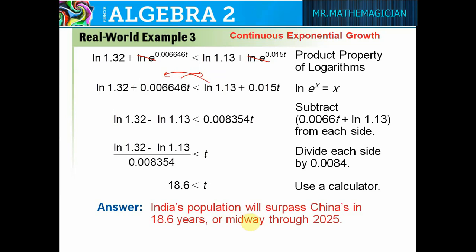Now t is greater than 18.6, means India's population will surpass China in about 18.6 years, or midway through 2025, because we started our study at 2007. If you add about 18.6 years, this will give you 2025.6, means midway through 2025.